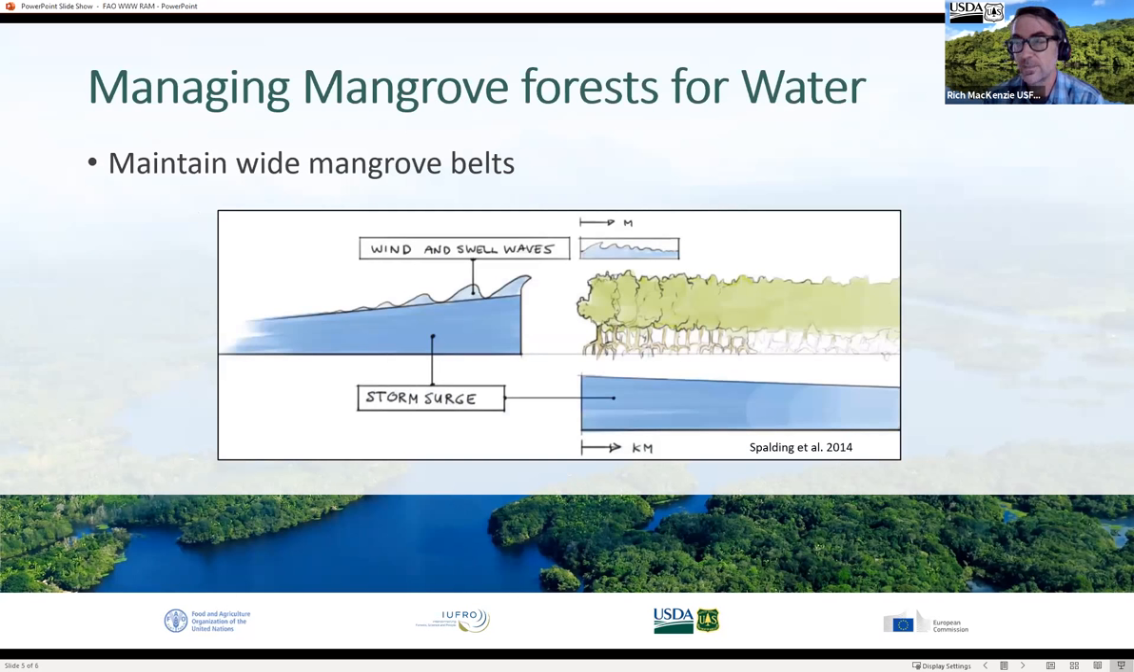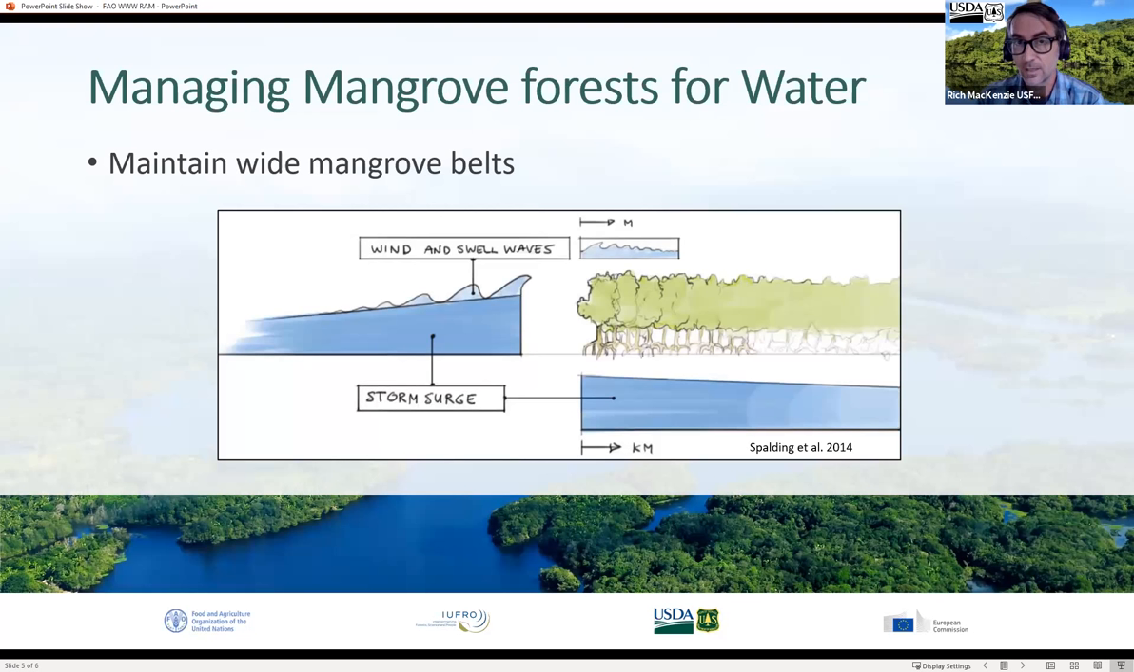Well, there's a few options that we've listed in the chapter. The first is to maintain wide mangrove belts for several reasons. First, we know that mangroves that are hundreds of meters wide can significantly reduce wave height and protect coastal areas. Mangroves that are thousands of meters wide can actually reduce inland flooding. And both of these are important because it reduces the amount of salt water that makes it to inland areas where there are freshwater sources that are used for drinking and agriculture. So it minimizes saltwater intrusion to those valuable freshwater resources.